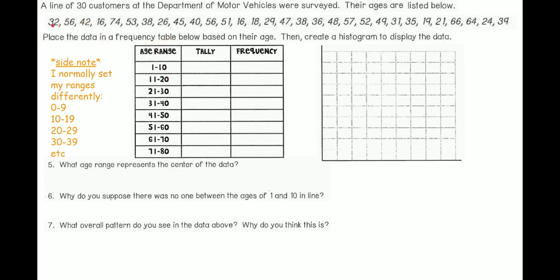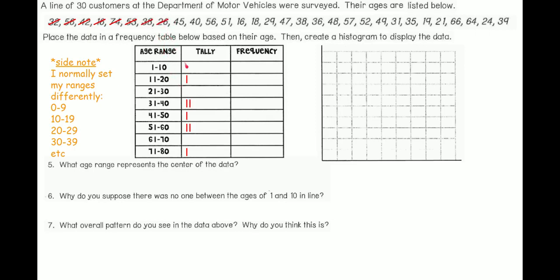So let's begin. What I do is I'm going to cross off 32. So 32 gets crossed off, and it goes right here in this range. So I'm going to put a tally mark right there. 56 gets crossed off, and it goes to the 51 to 60 range. 42 gets crossed off, and it gets put in the 40s category. 16 gets crossed off, and it goes over here. 74 gets crossed off, and it goes right over there. 53 gets crossed off, and it goes over here. 38 gets crossed off, and it goes over here.